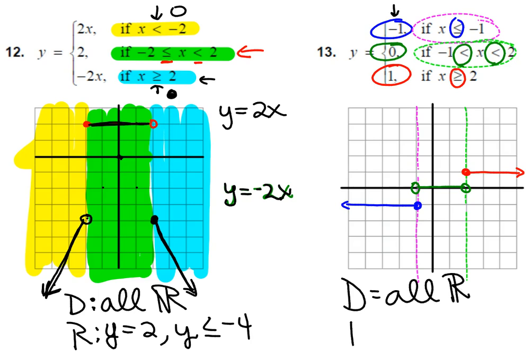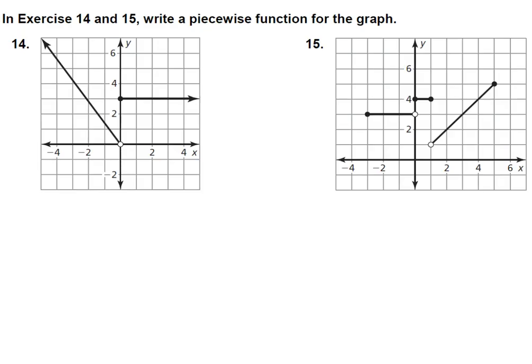But the range is kind of strange again, because the range is only where y is equal to -1, 0, and +1. Those are the only y values that are used. So there's a couple of examples of graphing equations. And sometimes you're going to be asked to do things where you write the equations for graphs like this.